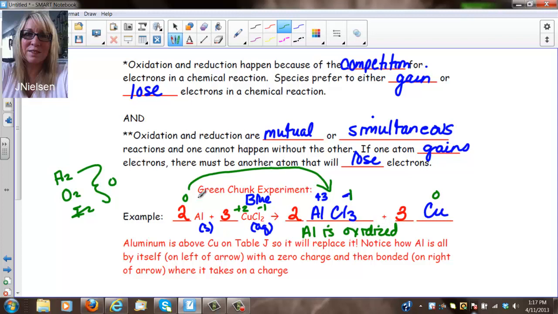And I'm going a little bit above and beyond, just laying some groundwork. Copper went from +2 to 0. So it gained electrons, because when you gain electrons, you become more negative, because you're gaining negative charge. So the copper is reduced.